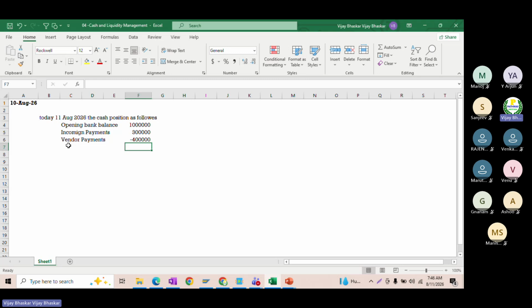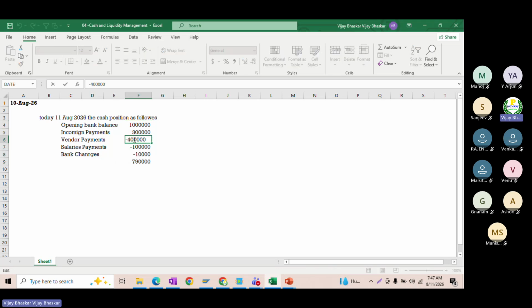Now, payroll, let us assume here is salaries. Salaries payment. Then bank charges. Let us assume bank charges, you can also think of anything, 10,000. I'm just taking a random figure. Now, what is the expected closing balance here? If I summarize all together, you could see this is the summary here.